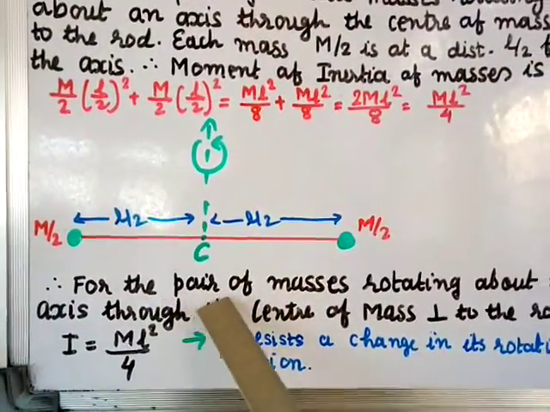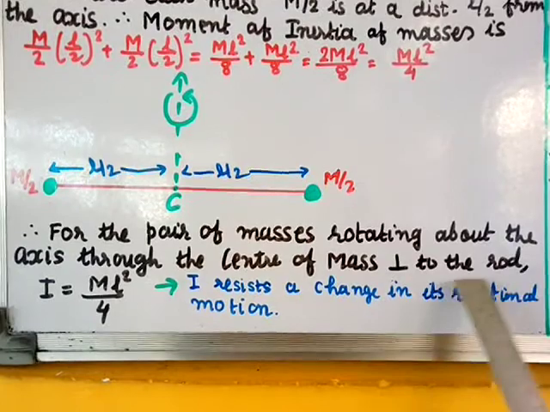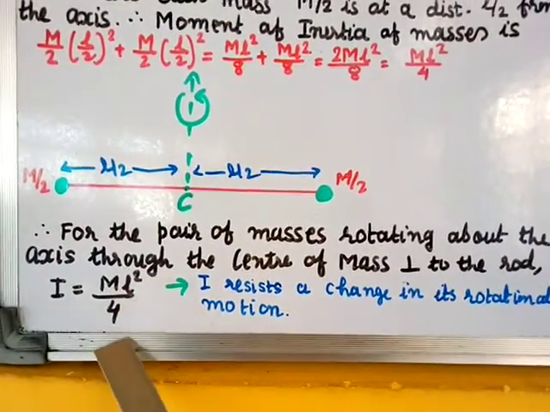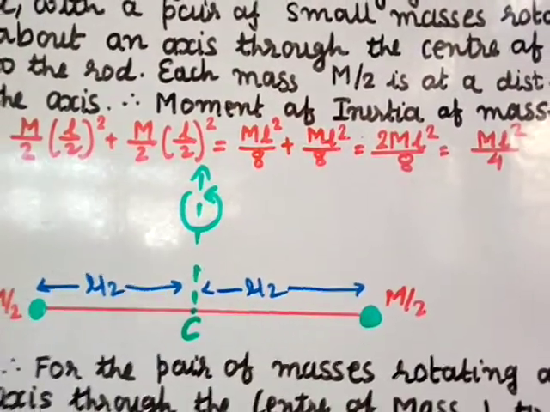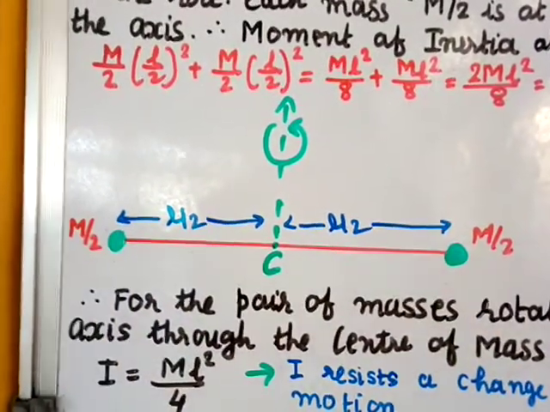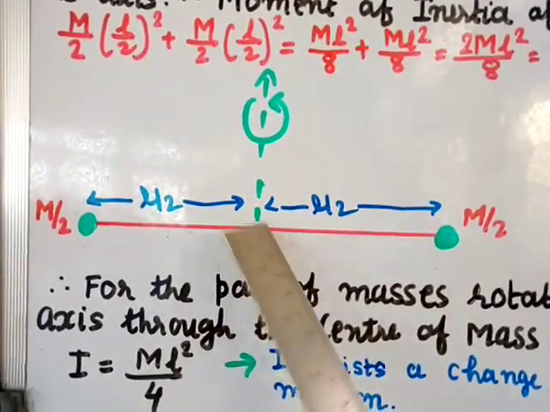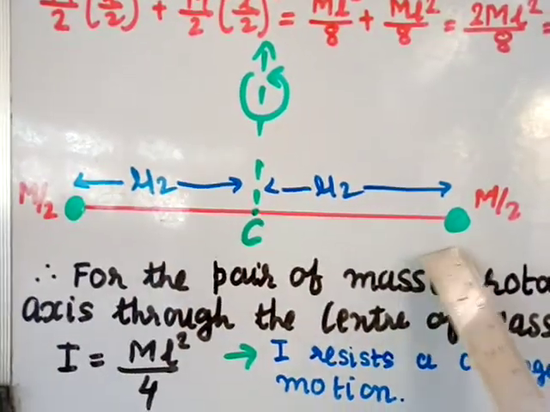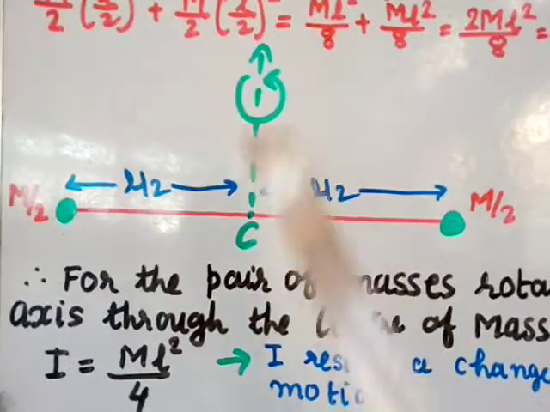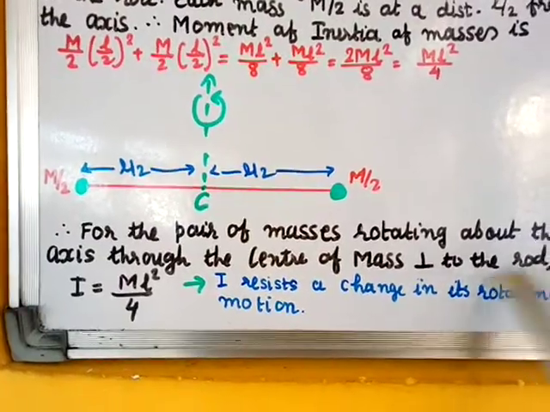Therefore, for the pair of masses rotating about the axis through the center of mass, perpendicular to the rod, I equals m L square by 4. We have derived the moment of inertia for a pair of masses rotating about an axis passing through the center of the rod connecting the two masses, perpendicular to the rod. The inertia is given as m L square by 4.